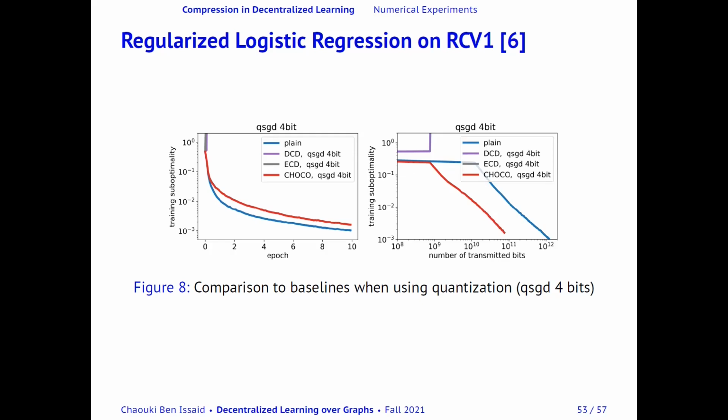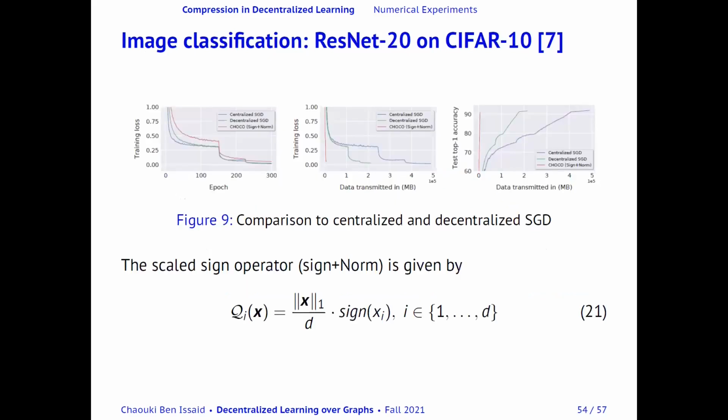Next, we discuss two non-convex decentralized learning problems. The first one is image classification using ResNet 20 on CIFAR-10. In figure 9, the training loss is plotted against the number of epochs on the left and in terms of the size of transmitted data in the middle, while the test accuracy is presented in terms of the size of transmitted data on the right.